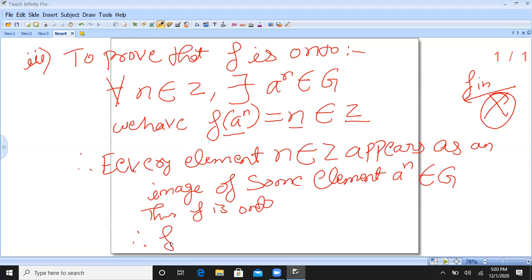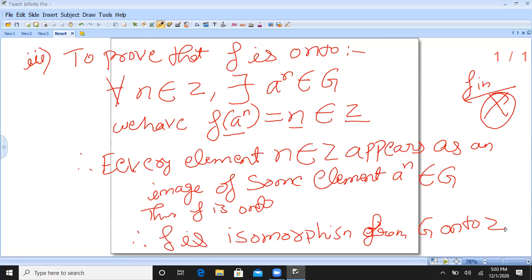That f is an isomorphism from g onto z. Okay, so now we have to prove that.